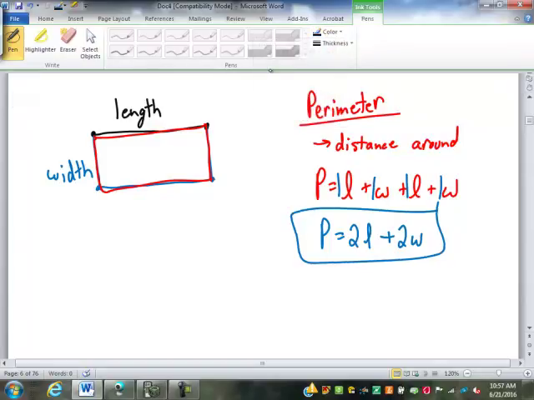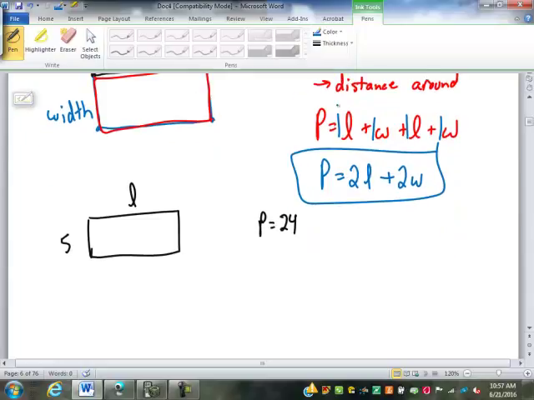So if I give you a simple rectangle, and I tell you that the perimeter equals 24, can I find L? Sure can. P equals 2L plus 2W. What do I know? Do I know P? Yeah, 24. Do I know L? No. Do I know W? Yes, it's 5.